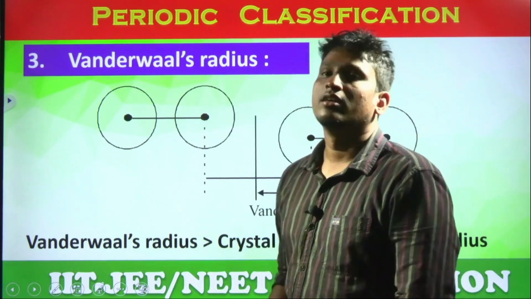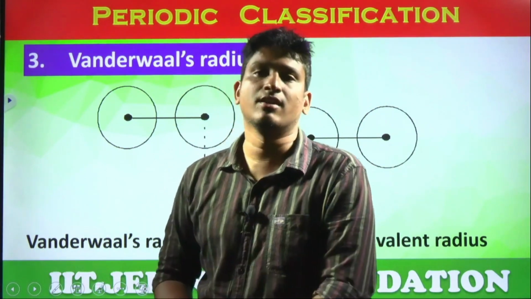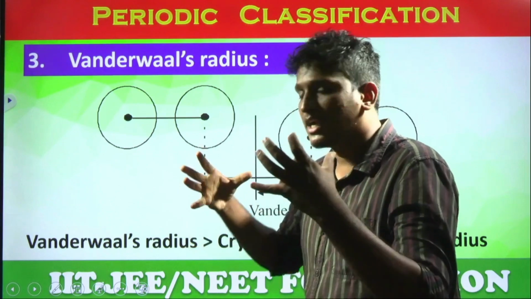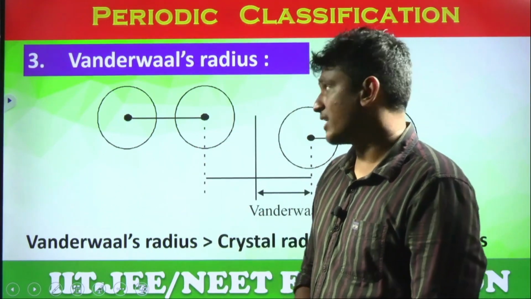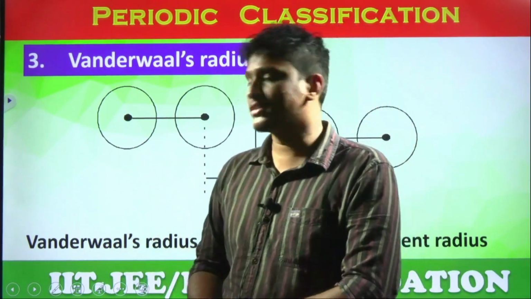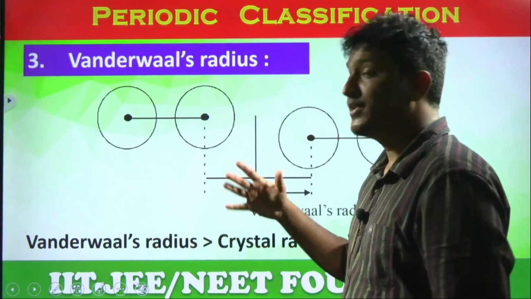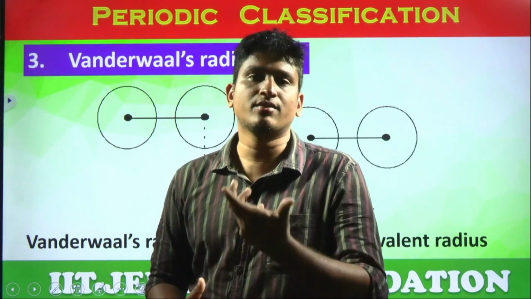Van der Waals is a scientist's name, given mainly to these weak attractions which develop between atoms when they come closer. This attraction is called van der Waals attraction, and the radius is called the van der Waals radius. And look here, students, which radius is more? Is it crystal radius or covalent radius or van der Waals radius?